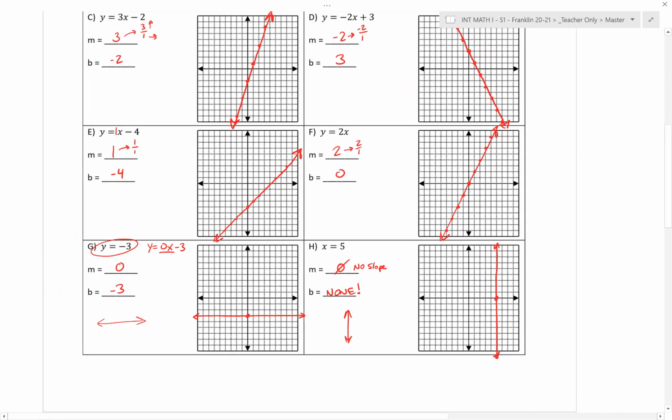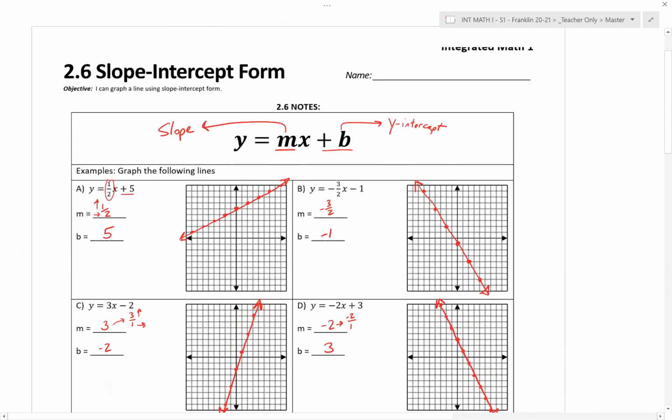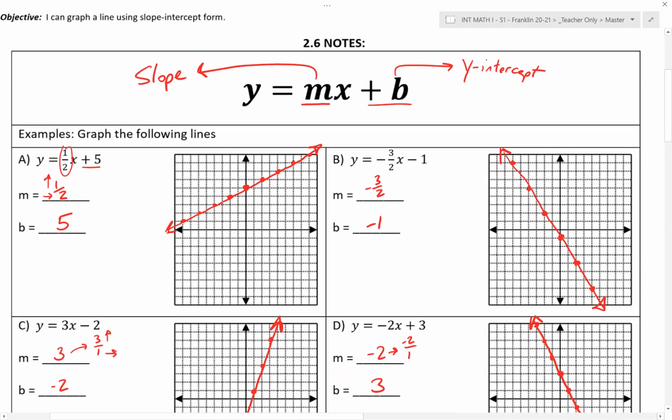Okay, so there you have it. Graphing with slope-intercept form. Start with the intercept, the b value. Use the slope, the m value, to go to the next point. Plot all the points across the graph, and then draw the line.